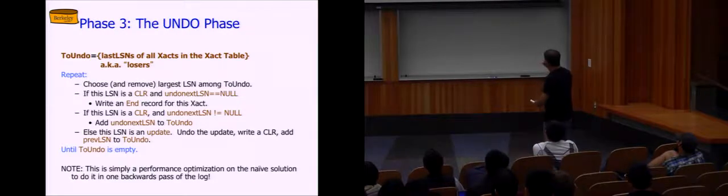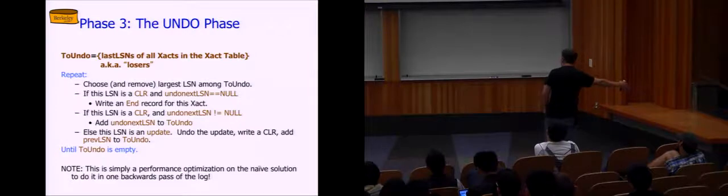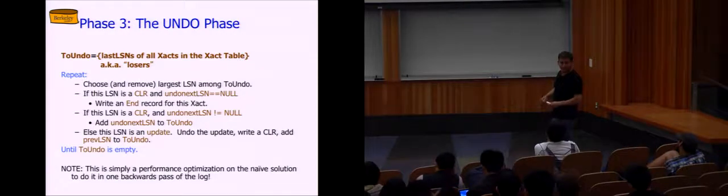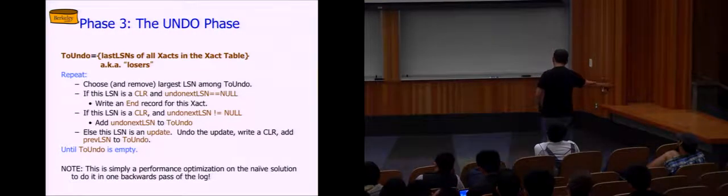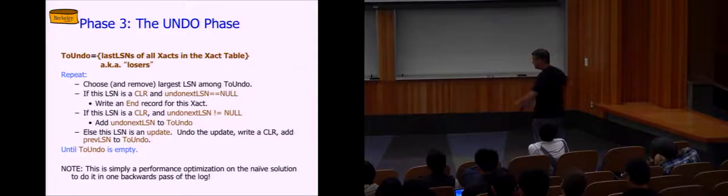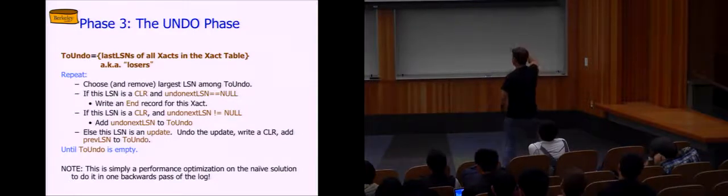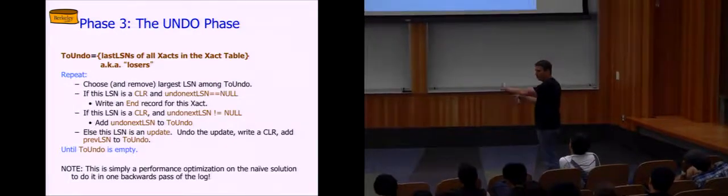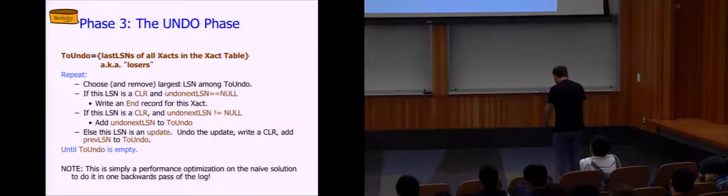The next one's easy. If it's an update, undo it. In particular, write a CLR for it at the end of the log, modify the state in the buffer pool, and add its prevLSN to ToUndo, right? And of course, that CLR that you generate has the undo next LSN and so on. You just keep doing that until ToUndo is empty, which essentially has the effect of doing all those dances simultaneously back through the log, but at any given time, you're dealing with the thing furthest to the right.